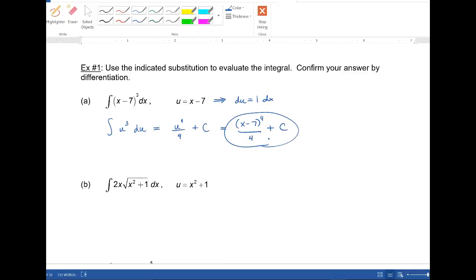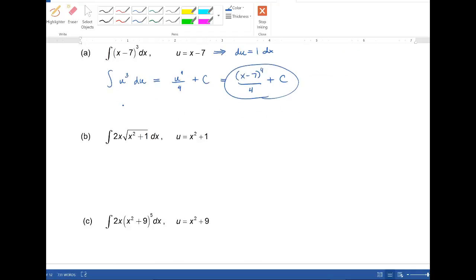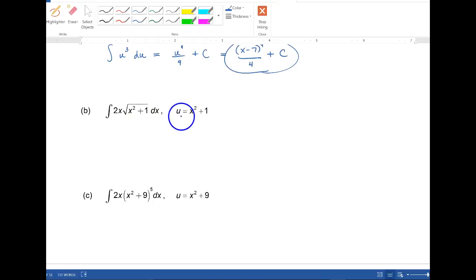Again, I'm not going to walk you through the process of confirming your answer, but you can do the derivative of what you end up with to make sure you get what you started with. Next one, this time I'm given u is x squared plus 1. So du is 2x dx, which is really nice because 2x and dx, if I combine those, that's my du, right? So I'm just going to rearrange. This step is completely optional, it just helps so you can kind of see where I'm replacing all the x's with u's.